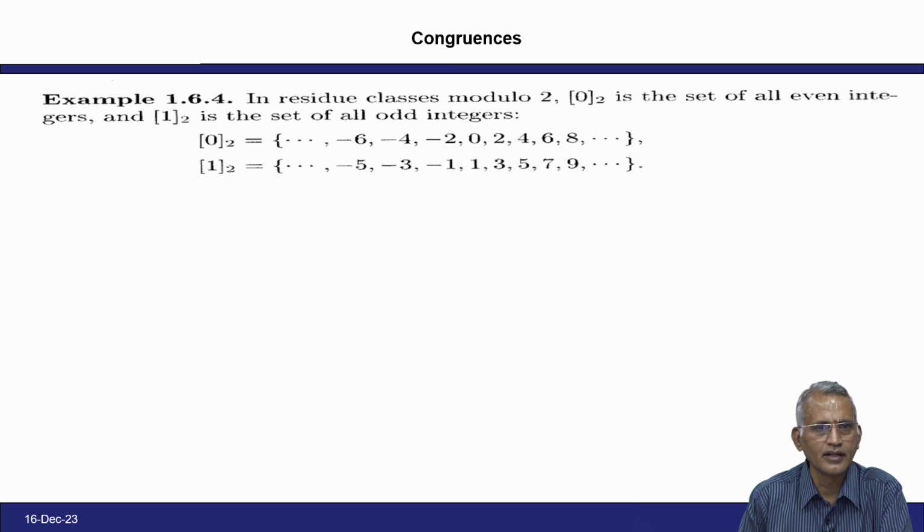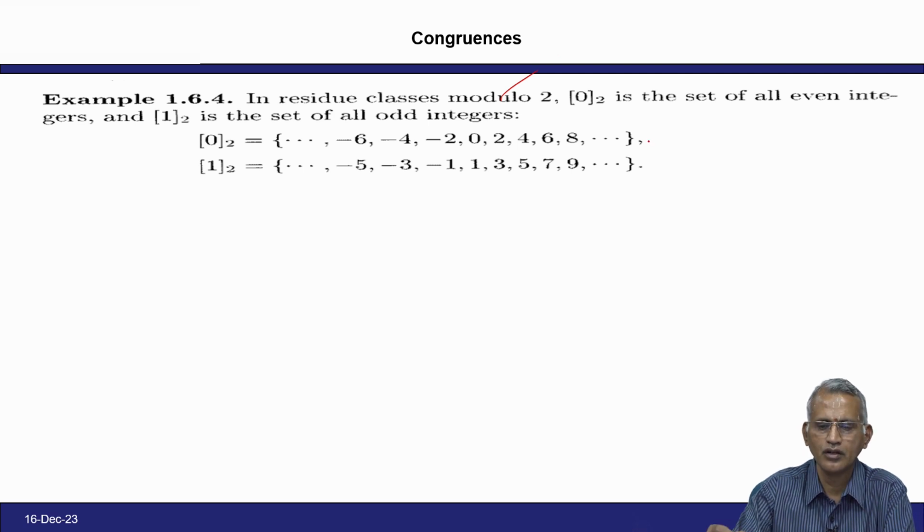Next example, in residue classes modulo 2, the class of 0 is the set of all even integers, and the class of 1 is the set of all odd integers. Say for example, you take 0 under modulo 2: 2 divided by 2, the remainder is 0, therefore 2 is congruent to 0, and 0 is congruent to 4, 0 is congruent to 6, because 4 minus 0 is 4, divisible by 2, therefore they are congruent to one another.